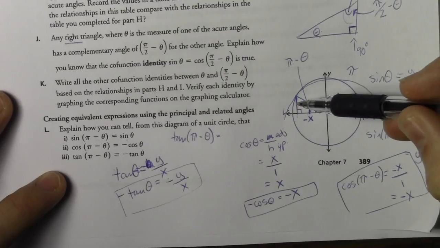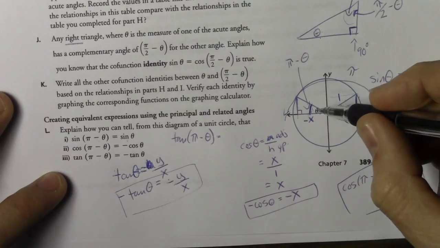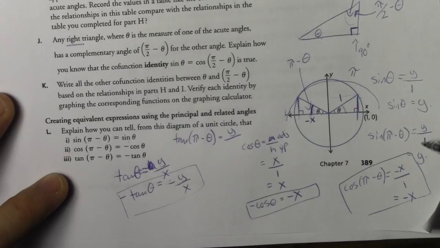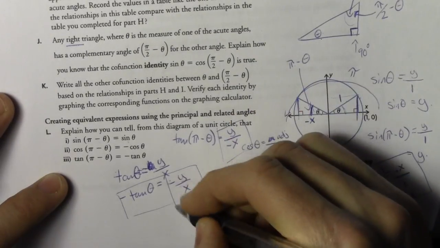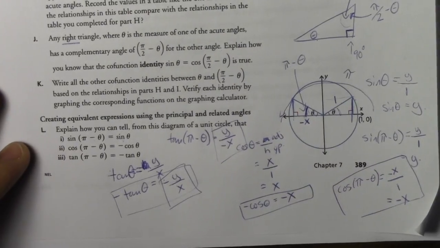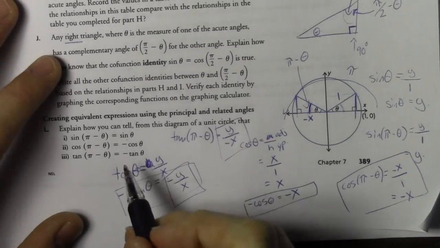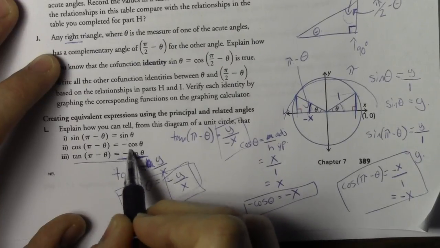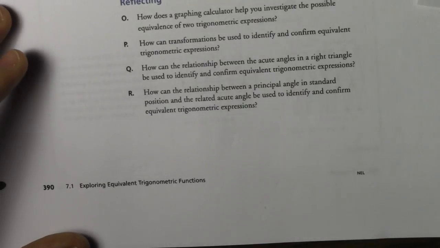So it's opposite over adjacent, right? So what's the opposite value? Y. And what's the adjacent? Negative x. Right. Okay, so these values are the same. Any questions there? Why did you have to do the negative tan theta? Because that's the question. It asked that, right here. It had the negative sign there. Okay?